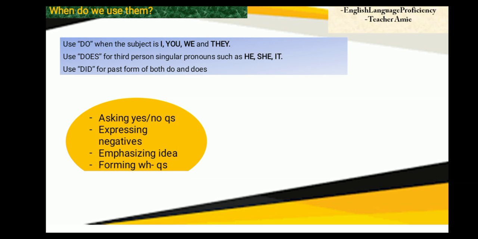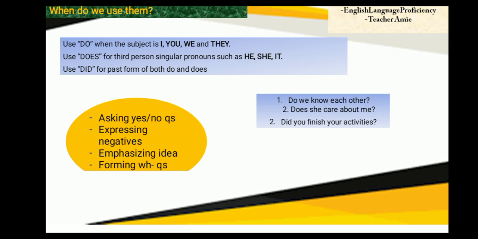Okay, when do we use them? We use them also when you are asking yes-no questions, when you are expressing negatives, kaya meron tayong doesn't, don't, or didn't. And emphasizing idea. Kaya sinasabi natin minsan, I love you, but when you say I do love you, you are actually emphasizing the idea that you actually love that person. And then for forming WH questions. So here are other examples.